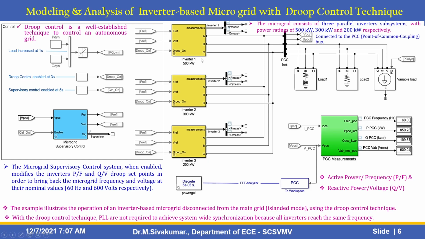The microgrid consists of these 3 parallel inverter subsystems with power ratings of 500 kW, 300 kW and 200 kW respectively. All the 3 parallel connected inverters are connected with the common PCC, point of common coupling bus. These are the different types of load. Here, what are the measurements? P refers to active power, F refers to frequency, Q refers to reactive power, and V refers to voltage.